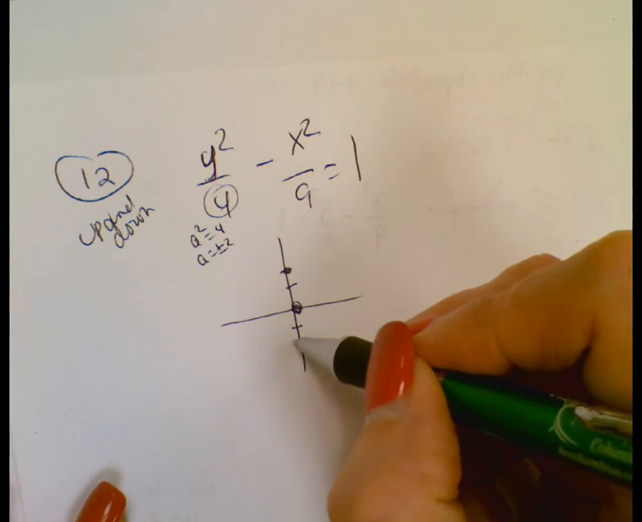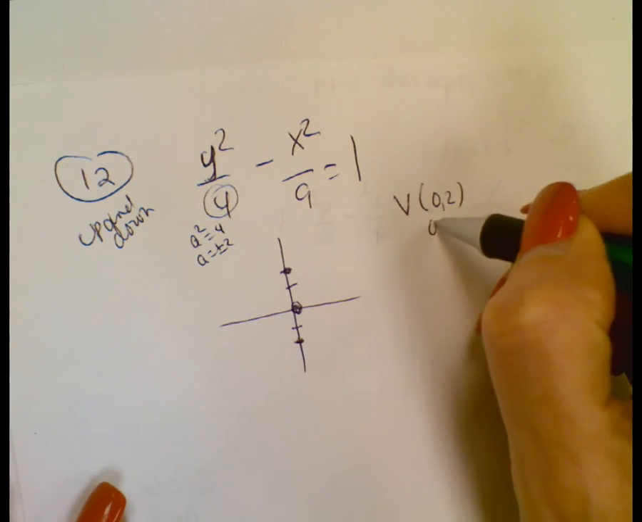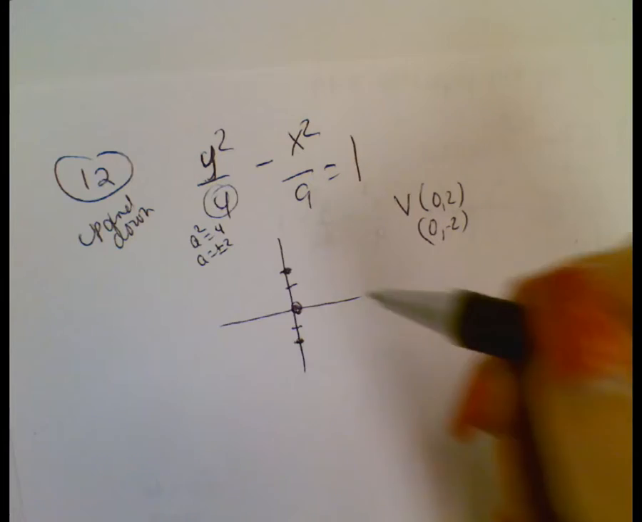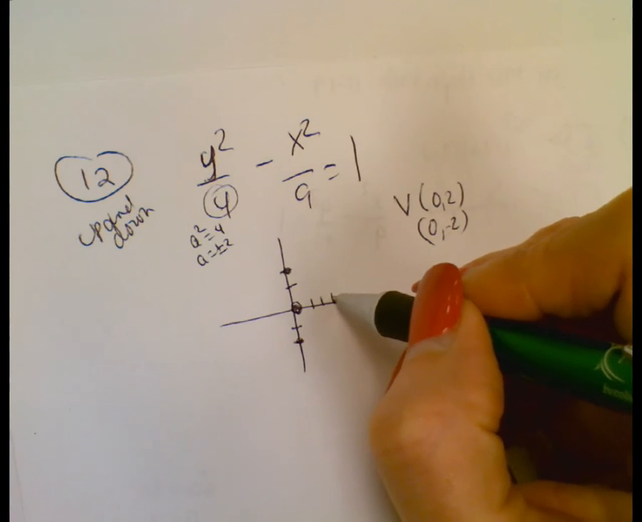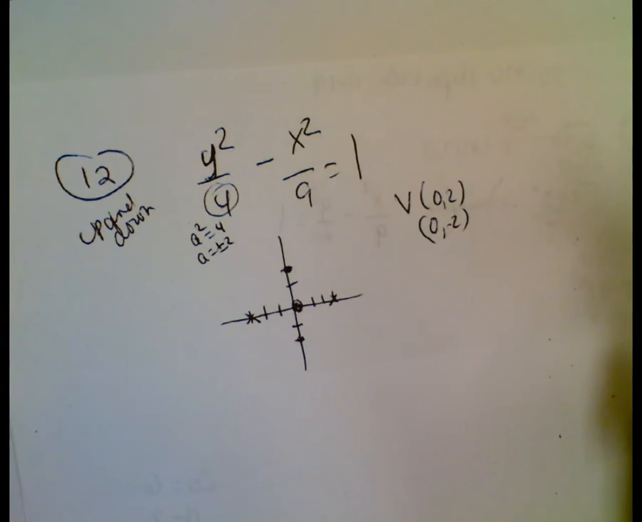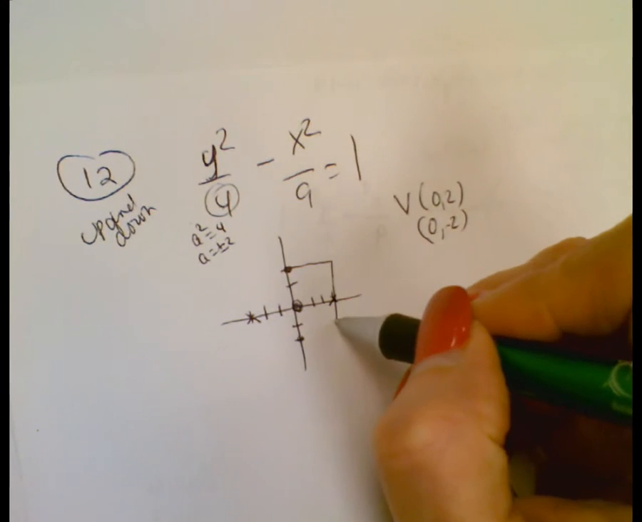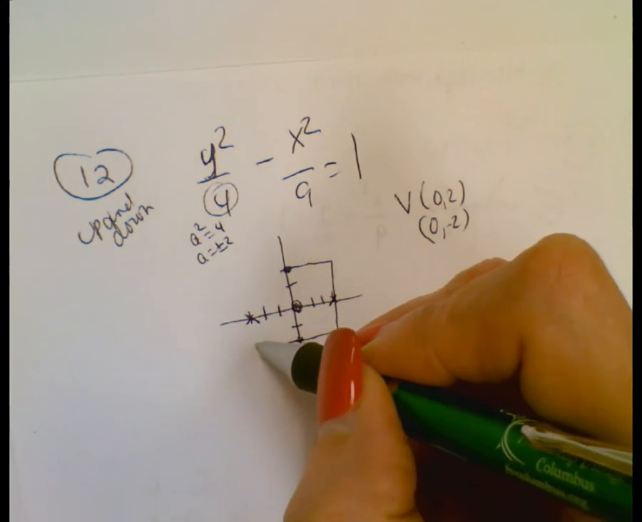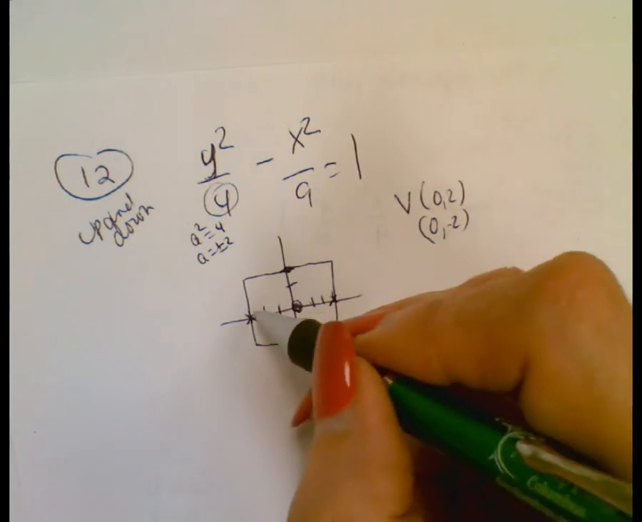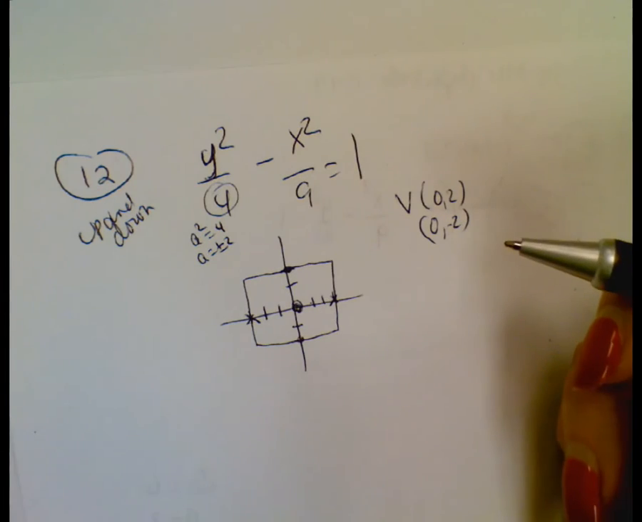So these are your vertices. Your vertices are 0, 2, and 0, negative 2. Now we're going to graph some co-vertices, which is 3 to the right. I'm going to put an X there so I know not to open these. I only need these points to help me draw a box. So the box is going to be a 6 by 4 rectangle, because it's double this. So the transverse is 6, the conjugate is 4. 6 by 4.